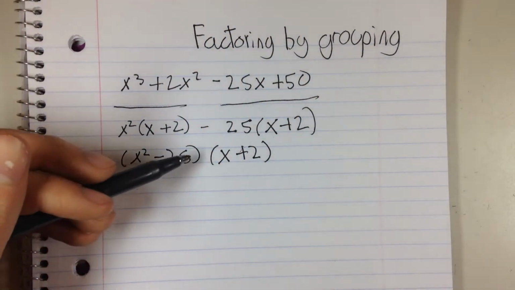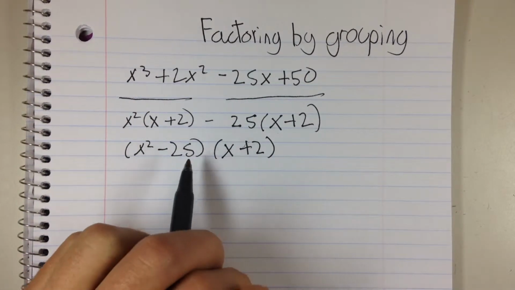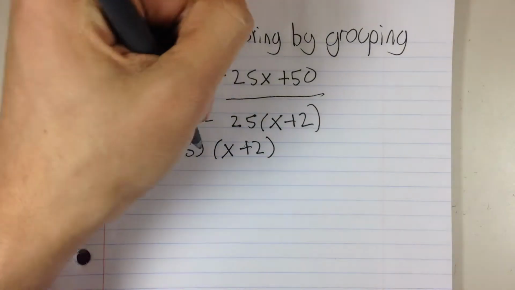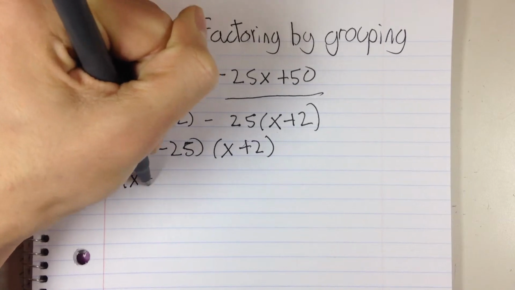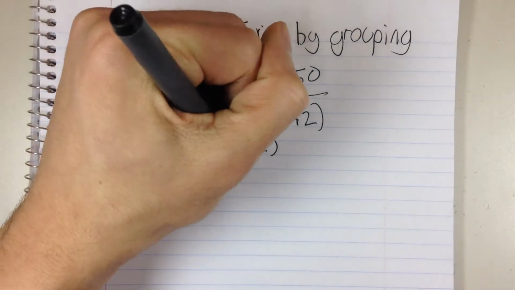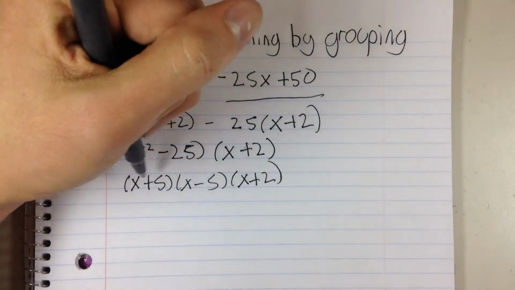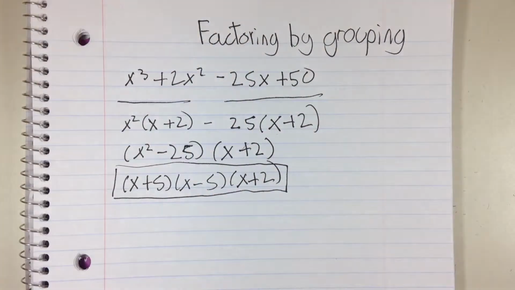And so now we're almost done. We've done the factoring by grouping part. But for this problem, we can actually factor this one more time. This is actually a difference of squares. So we can do x plus 5 and x minus 5, and then x plus 2. And now we have successfully factored this problem. And I'm just going to go over one more example.